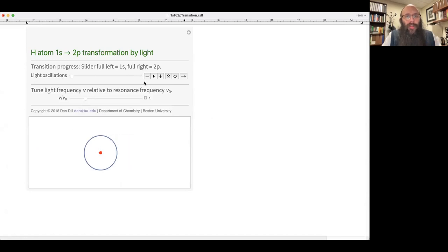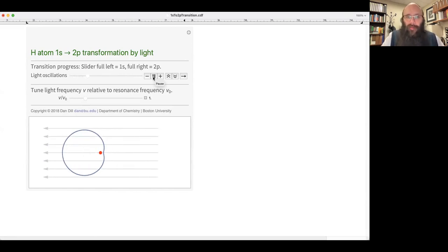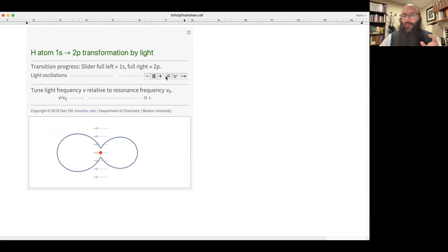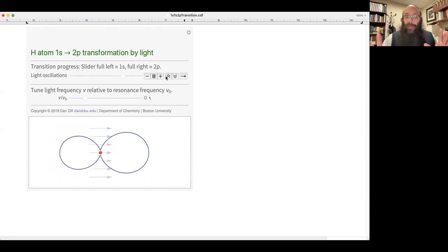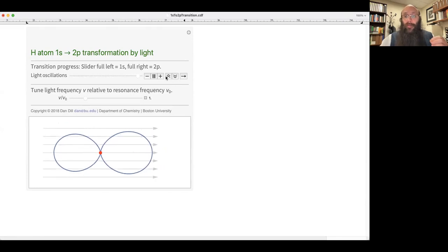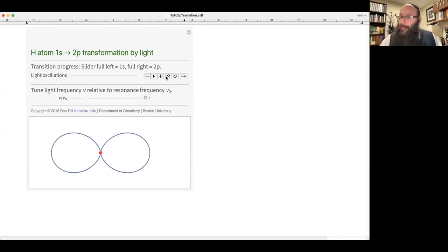So absorption was this direction. We started with a low energy electron wave, a 1s wave. And over the course of 100,000 oscillations of the electric field, the 1s wave became a 2p wave. That's absorption. The light loses energy and its amplitude decreases. Its frequency stays the same, but its amplitude decreases. And the electron wave changes from a 1-loop wave to a 2-loop wave.